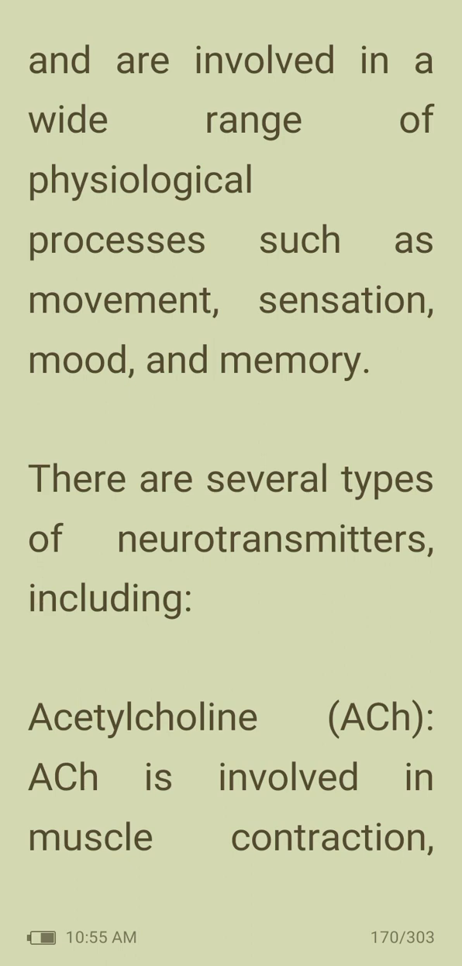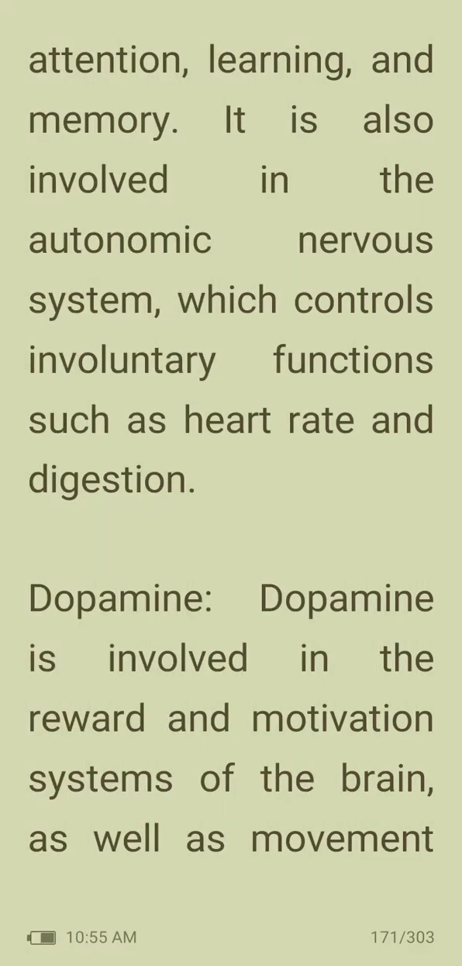There are several types of neurotransmitters, including acetylcholine. ACh is involved in muscle contraction, attention, learning, and memory. It is also involved in the autonomic nervous system, which controls involuntary functions such as heart rate and digestion. Then dopamine. Dopamine is involved in the reward and motivation systems of the brain.